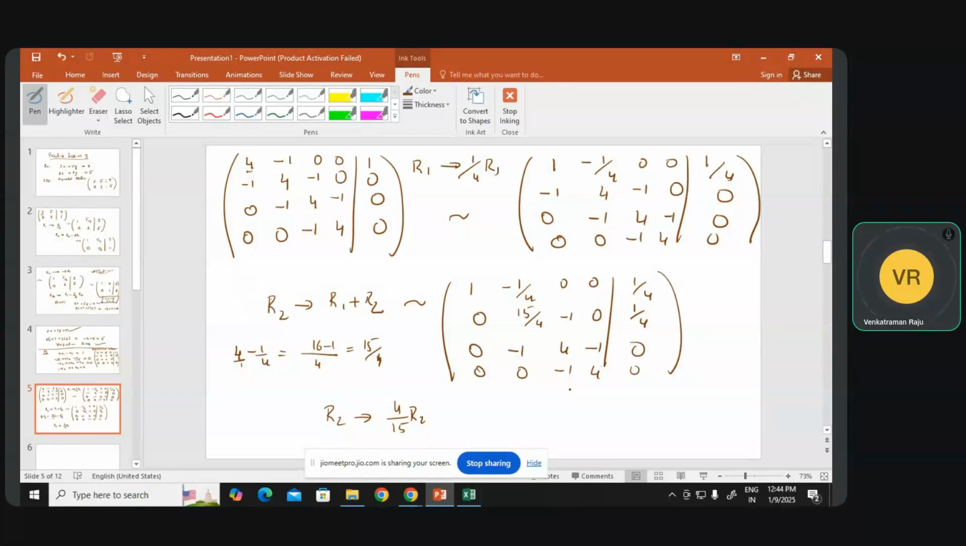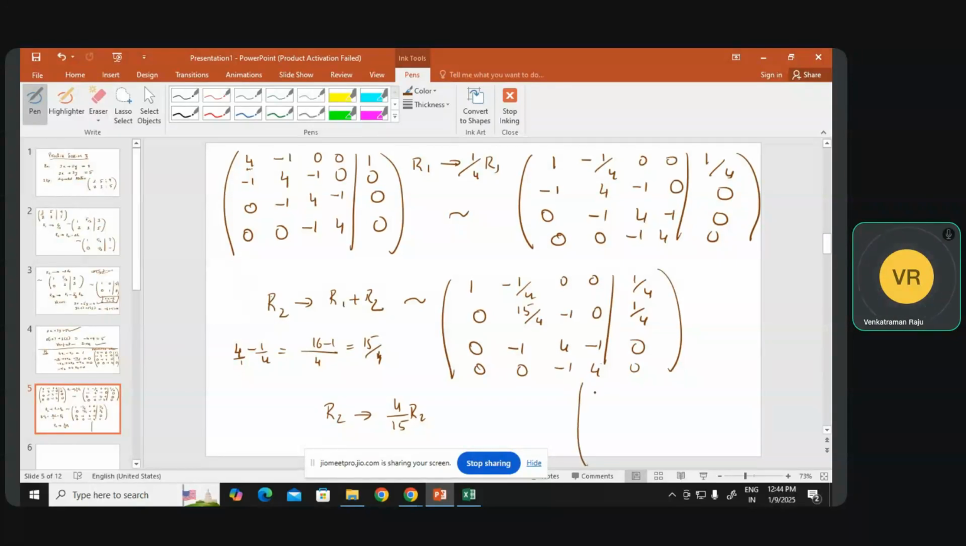So we get 1 minus 1 by 4, 0, 0. I'll write a little tiny so that I can fit it here. 0, 1 minus 4 by 15. Please verify. I'm doing it very quickly due to paucity of time. 0 minus 1, 4 minus 1, 0. Because the rest, third and fourth rows are same.